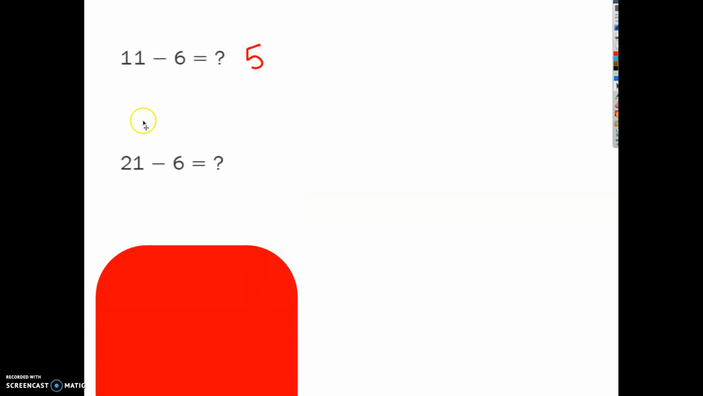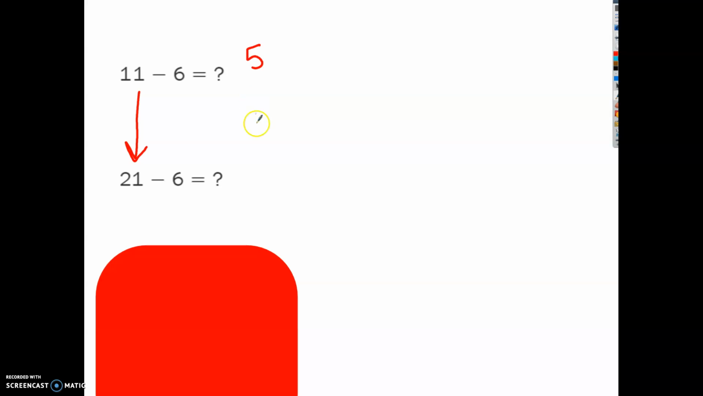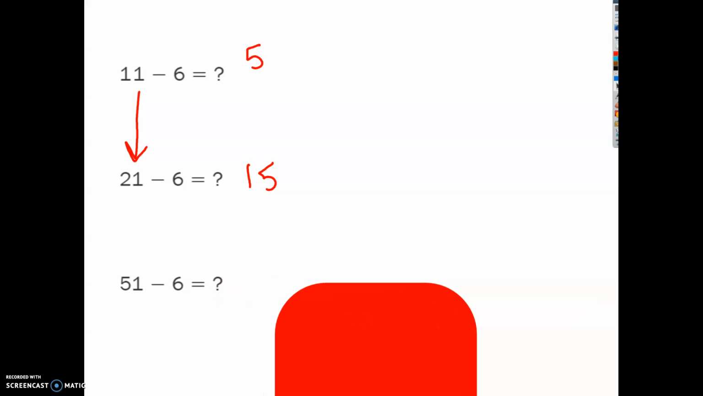One more time. 11 minus 6 is 5. That's 10 more. So that means if this is 10 more, here we go. That's 10. Add 10 to the 5. It's going to be 15. And the difference between 21 and 51 is 30. Add 30, it's going to be 45.